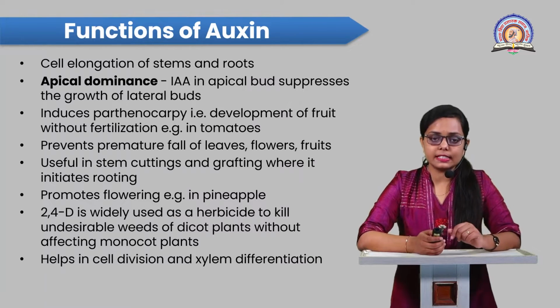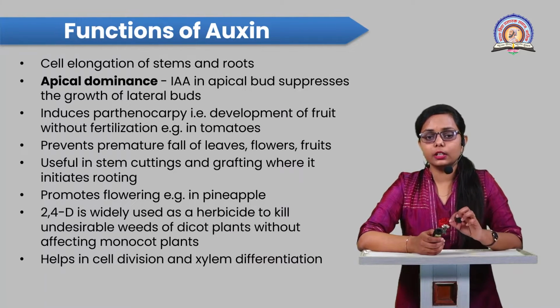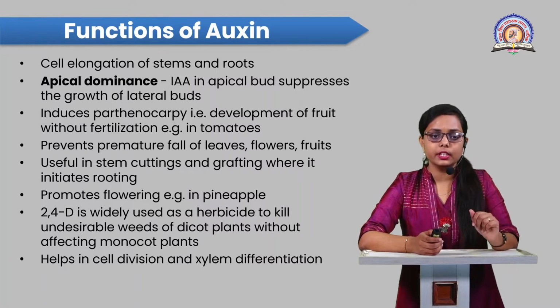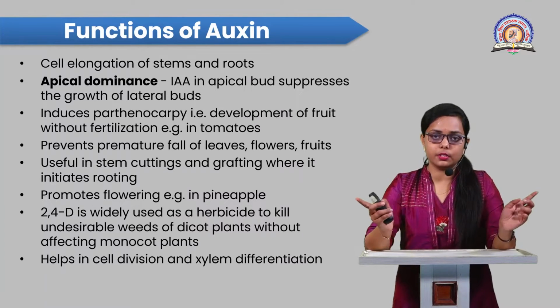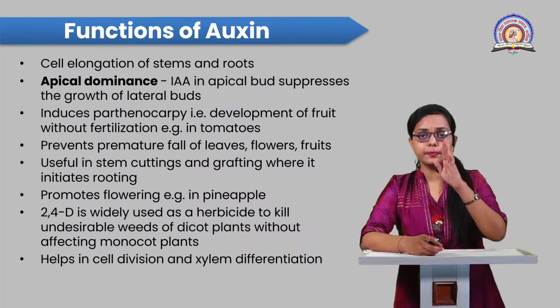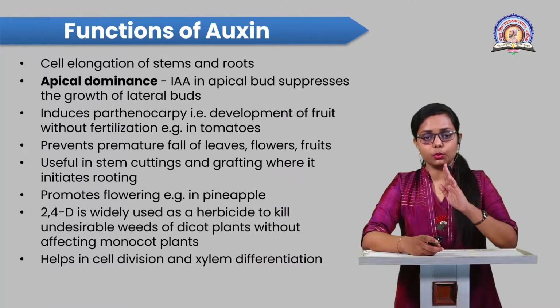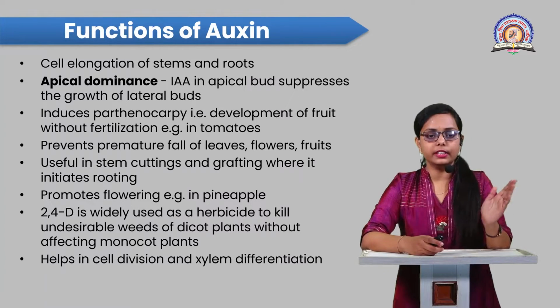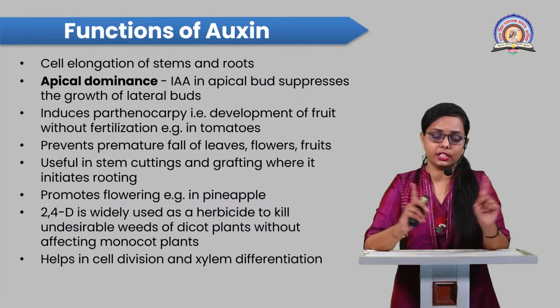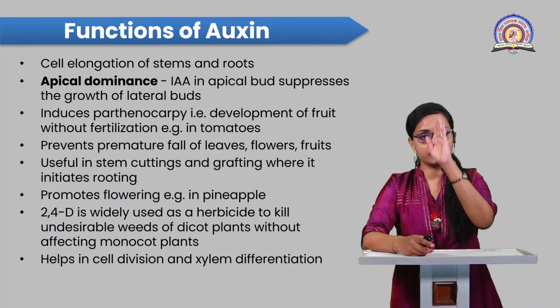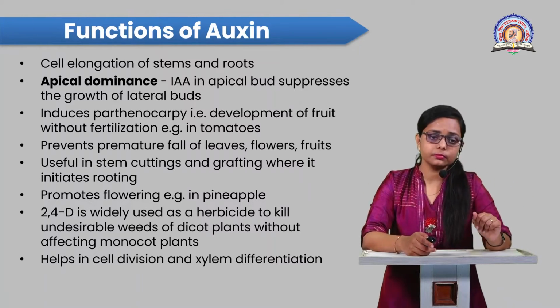So indole-3-acetic acid, IAA, in the apical bud, the apex of the tip, suppresses the growth of lateral buds. That is, the plant would grow only in an upward manner, and not by the lateral buds. So there won't be lateral branching like this. The plant will grow in a straight direction.